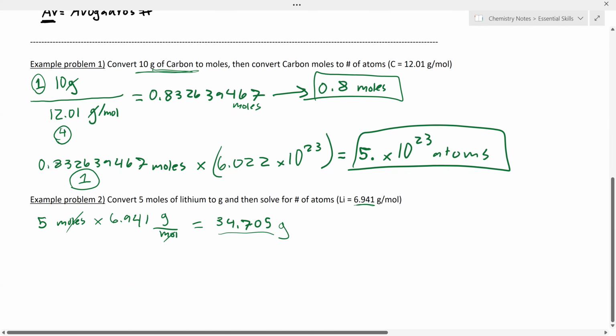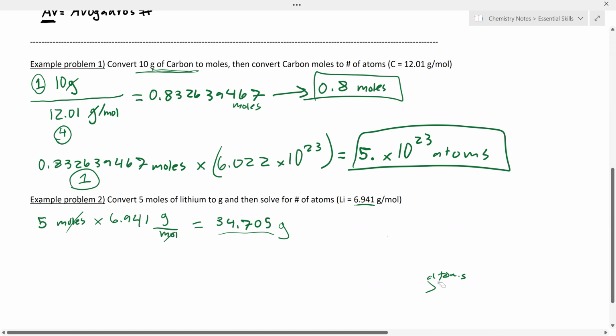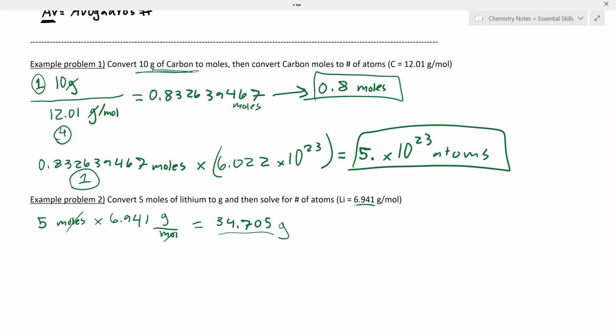Okay. Now we want to solve for the number of atoms. So remember, we go from grams to moles to atoms. Going from grams to atoms is not something that exists. So we don't want to use this number. We're already given moles, so this is much easier. Let's just go moles to atoms. And that's the logic behind it. So now we're going to go from moles to atoms. And remember, this is where Avogadro's number comes in.